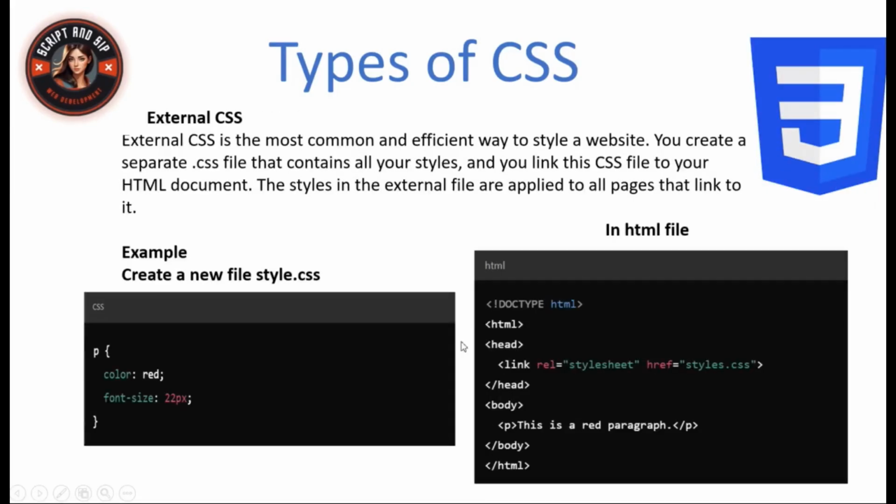Okay, so now the last, third one is external CSS. This is the most common and efficient way to use CSS. You create a separate .css file of any name that contains all your styles, and then link it to your HTML document. This method allows for better organization, easier updates, and reusability across multiple pages. For external CSS, the example is given below and you can check it out.